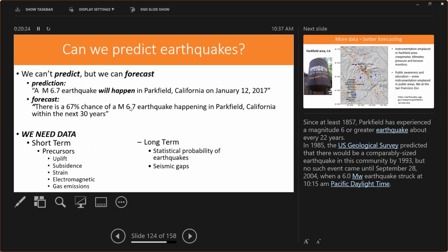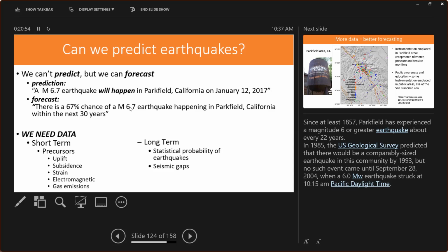One thing scientists want to distinguish is the difference between prediction and forecasting. So, for example, a prediction would be a magnitude 6.7 earthquake will happen in Parkfield, California on January 12th, 2017. That's really dumb to think that at some point in the future, we can predict to the day that an earthquake is going to happen. That's ridiculous. That's somebody looking into their crystal ball and just pulling something out of thin air.